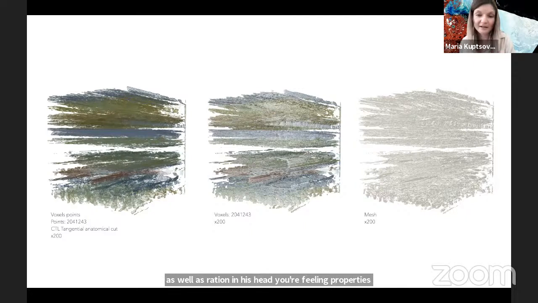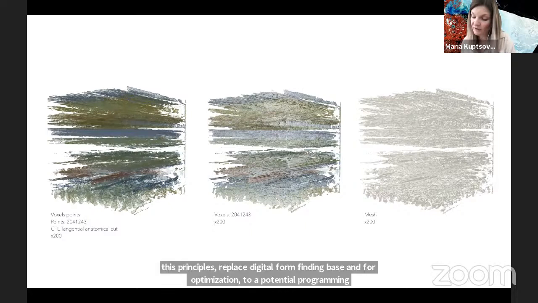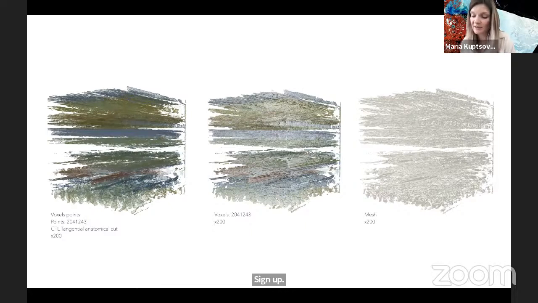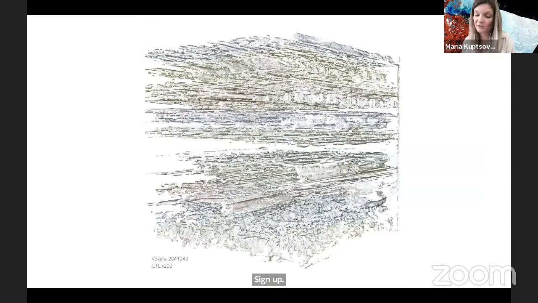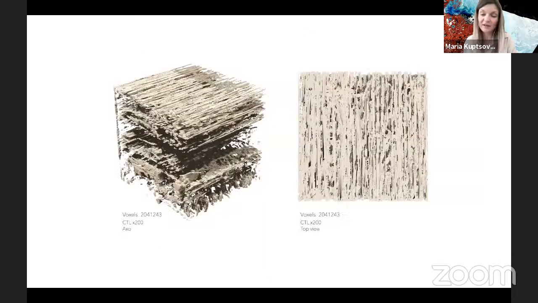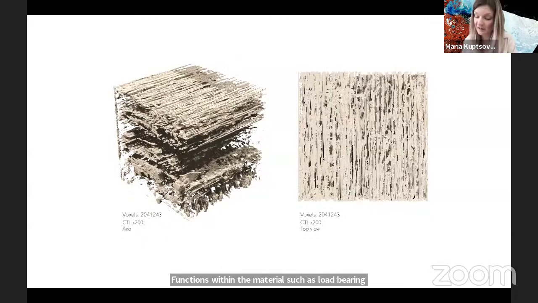And these principles replace digital form finding based on form optimization with a potential programming within the design object. And I think this opens up a possibility to design and fabricate architectural components with varied properties within the structure, supporting the integration of functions within the material, such as load bearing, informational exchange, natural ventilation, hydrophilic properties, among many others.